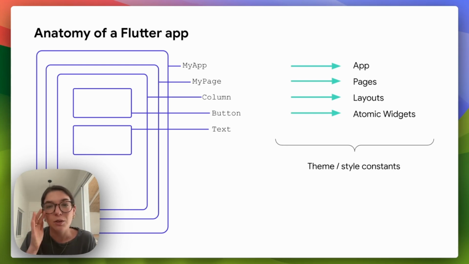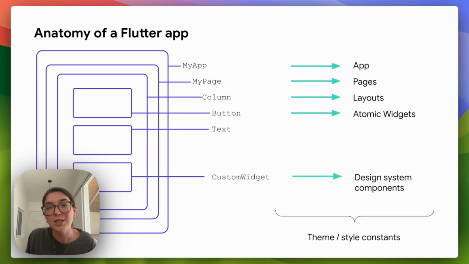And when it comes to FlutterFlow, we take a really similar approach. We're thinking in terms of apps, pages, layouts, atomic widgets, and of course, if you're writing this app by hand, your code is all influenced by theme and style constants. So properties of these widgets are set based on those theme constants like text styles and colors and all that good stuff.